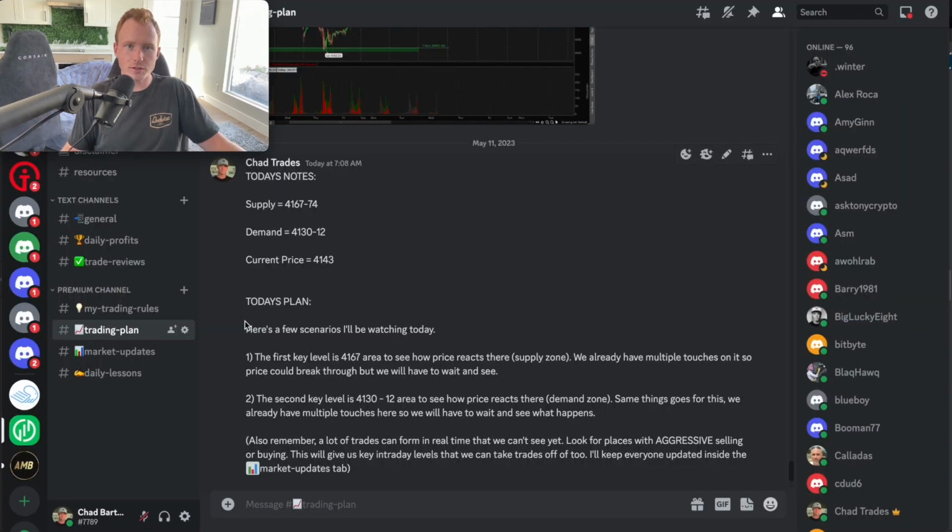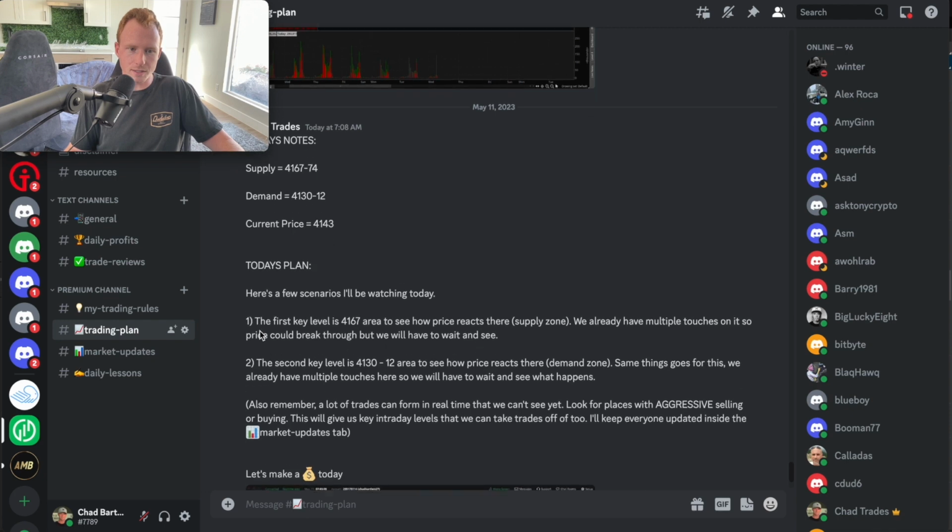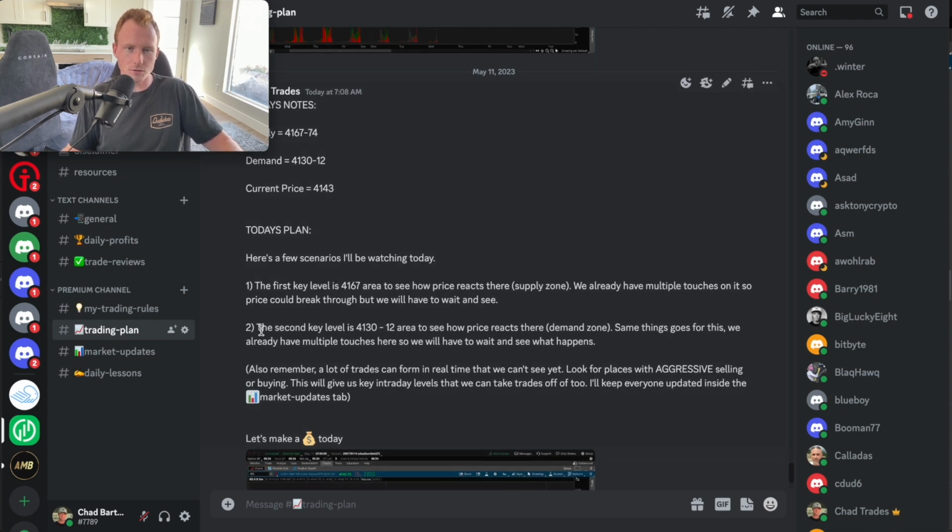So for example, if I go inside my Discord community, one of the plans I had today was basically those 2 extreme levels, the key levels I just showed you. One of them was at the 4130 to 12 area to see how price reacts there. This was a demand zone, and I said same thing goes for this. We already have multiple touches here, so we have to wait and see what happens.